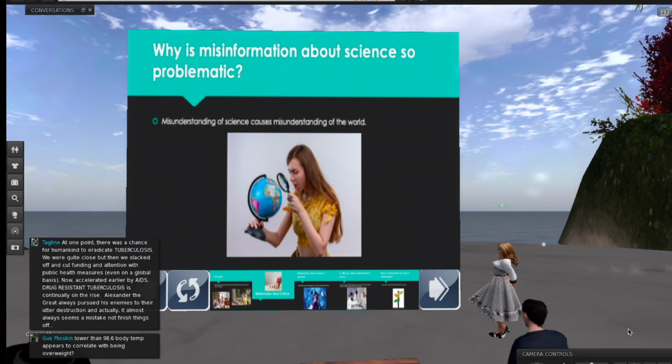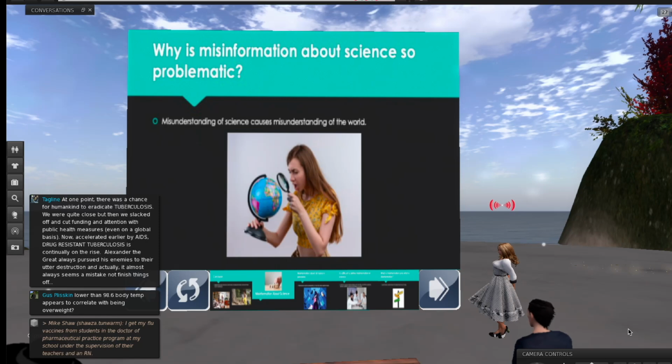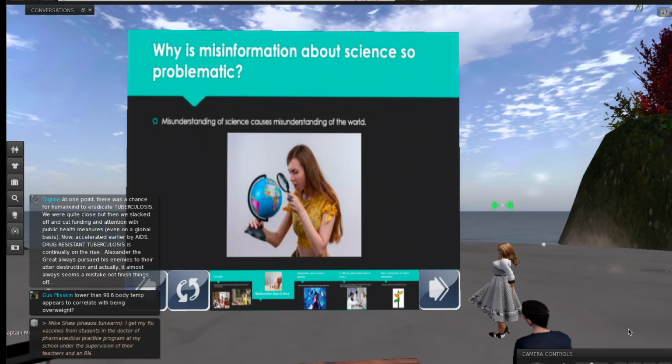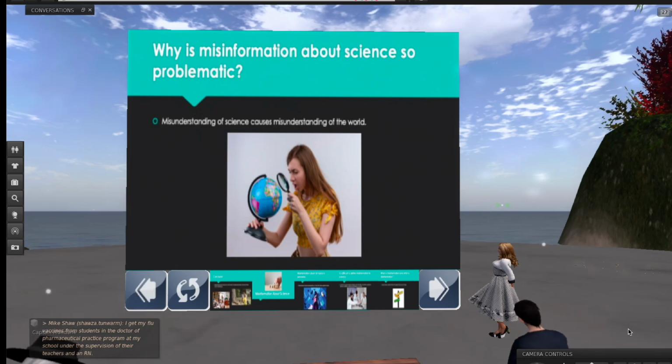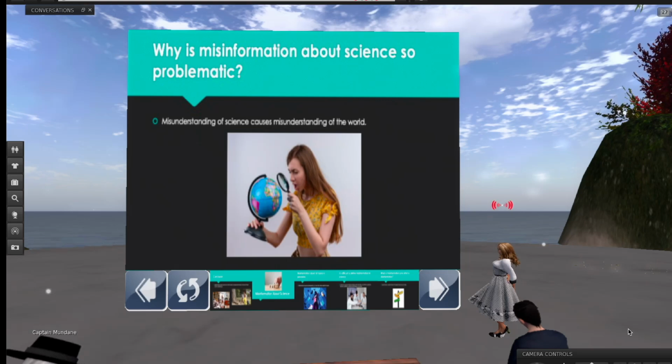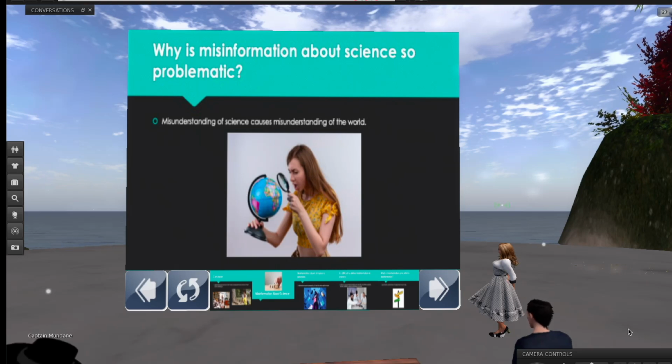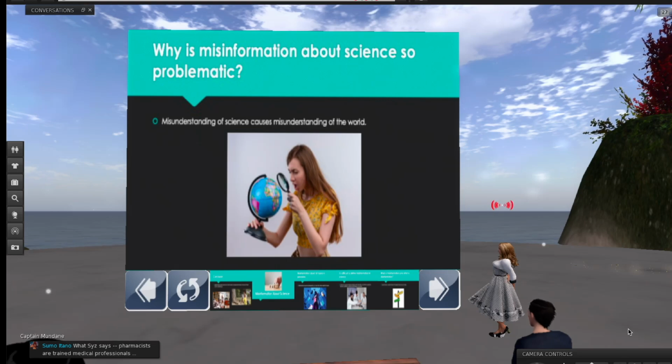Misinformation about science can undermine trust in important societal institutions. Tagline says, at one point, there was a chance for humankind to eradicate tuberculosis. We were quite close, but then we slacked off and cut funding and attention to public health measures, even on a global basis. Now, accelerated earlier by AIDS, drug-resistant tuberculosis is continually on the rise. Alexander the Great always pursued his enemies to their utter destruction, and it almost always seems a mistake not to finish things off.